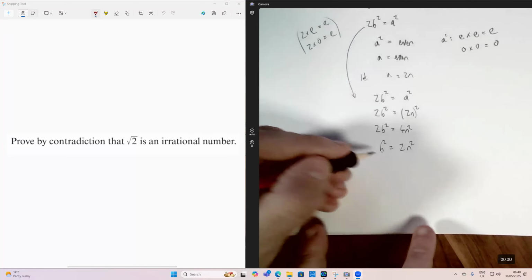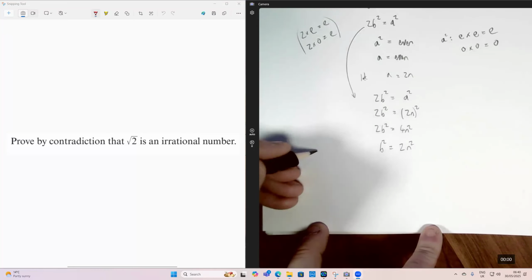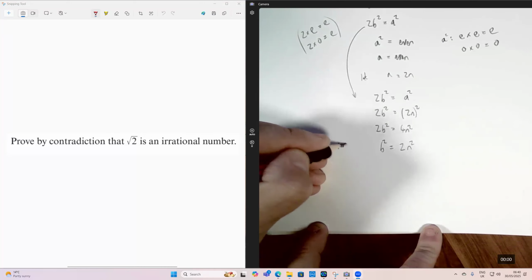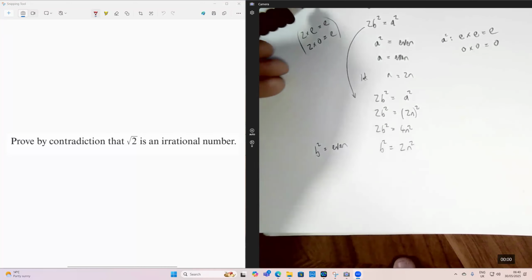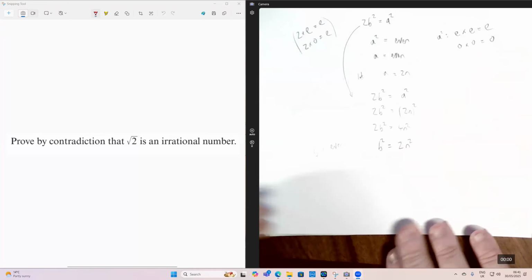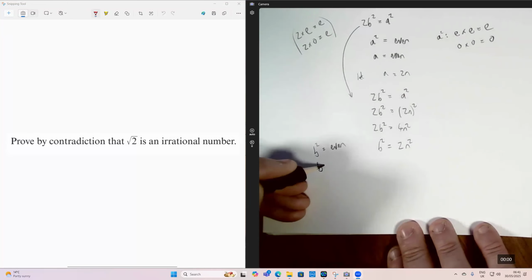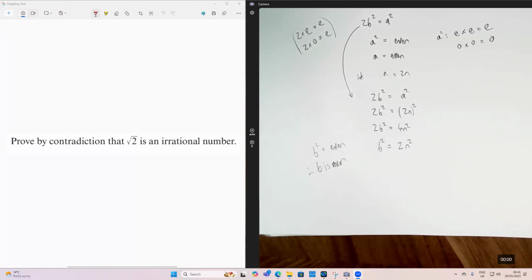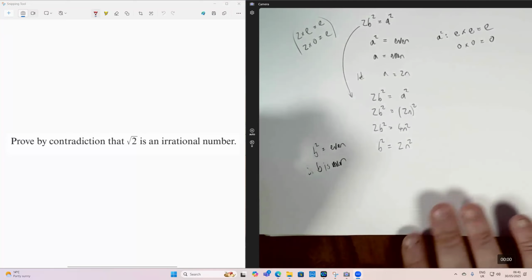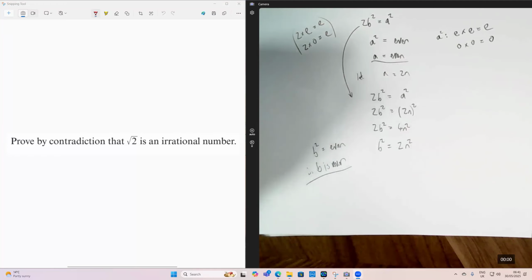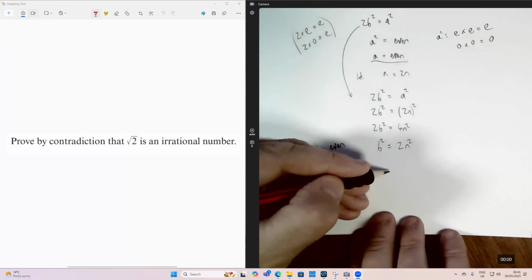Now, using the same logic as from before, this means that b squared is even, because it's 2 times something, using this logic from up here, which in turn, using the logic from over here, means that b is even. So therefore b is even. So we've now concluded that a is even and b is even, and this is our contradiction.